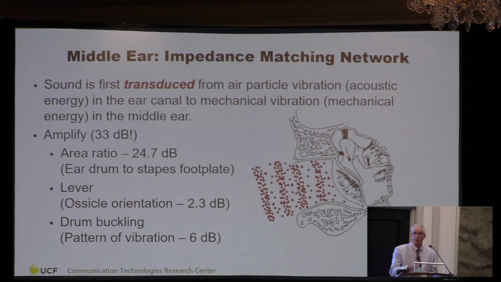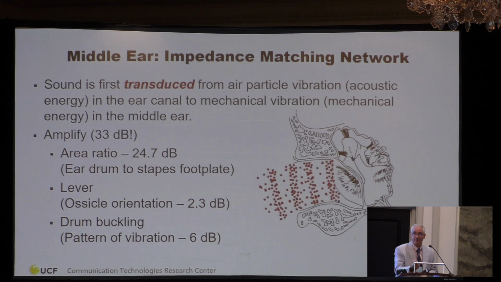The area ratio of the eardrum to the foot plate of the stapes at the oval window. I call that the thumbtack effect. You put a certain amount of pressure on the big end of the thumbtack, and you get a lot of force at the little end of the thumbtack. Right? So we get 24.7 dB of amplification on average from the eardrum area ratio to the oval foot plate of the stapes.